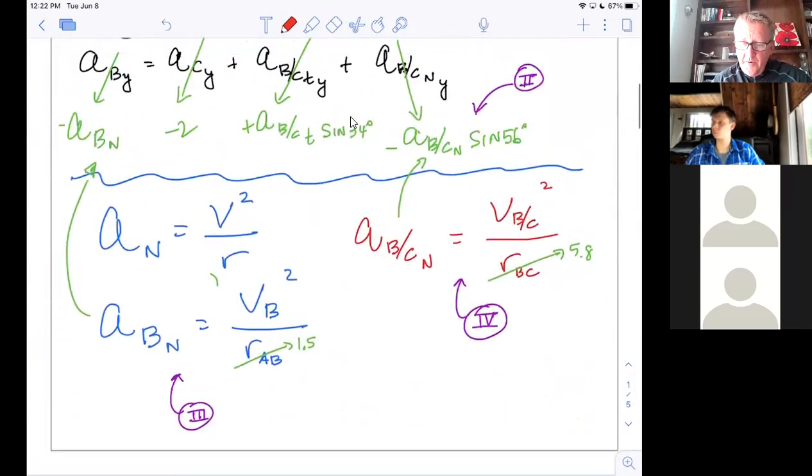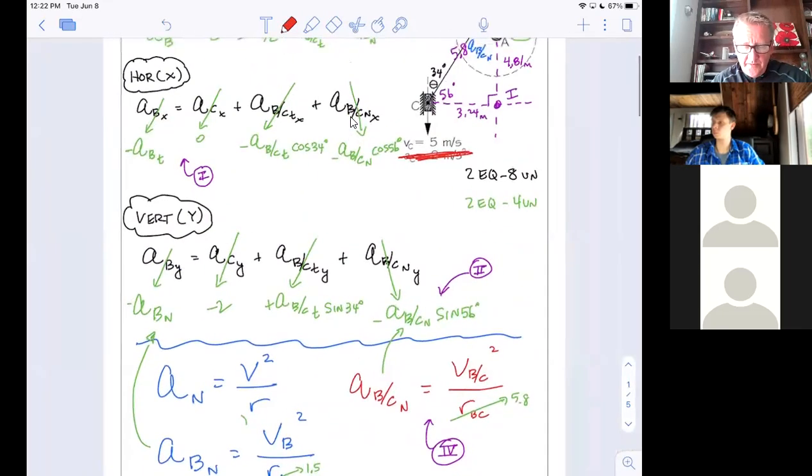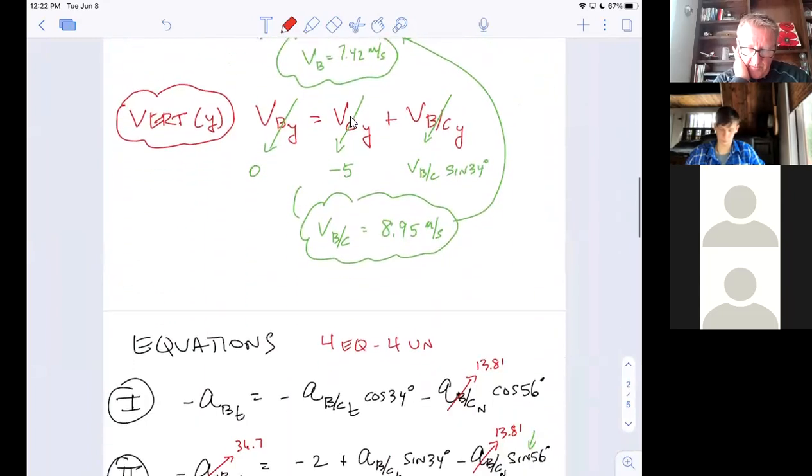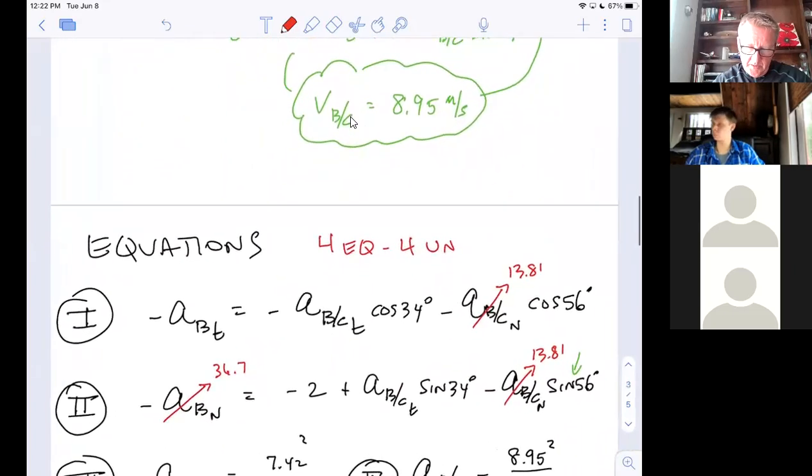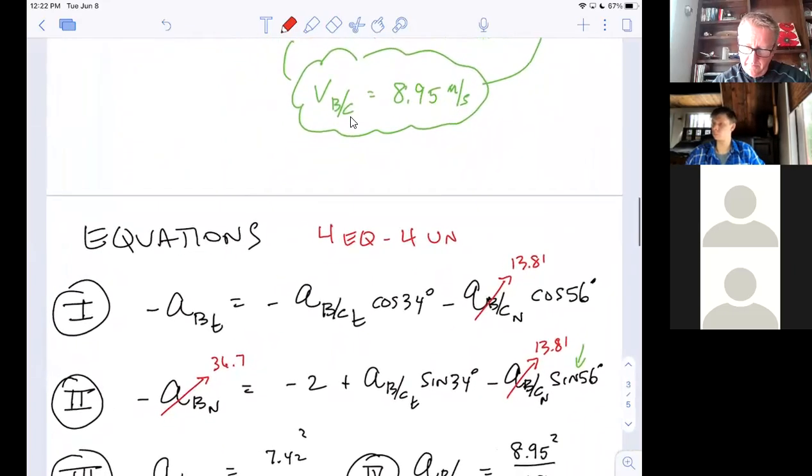My process today went from 2 equations, 8 unknowns, down to 2 equations, 4 unknowns, and then I chose to go to 4 equations, 4 unknowns. But if we were sitting here with these 2 equations, and they were asking for some velocities, then I could just plug them right in. I could plug them in immediately.